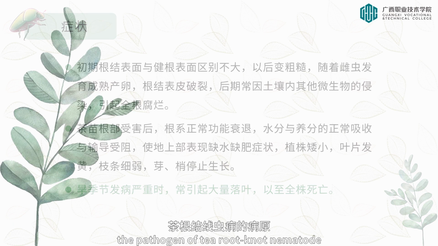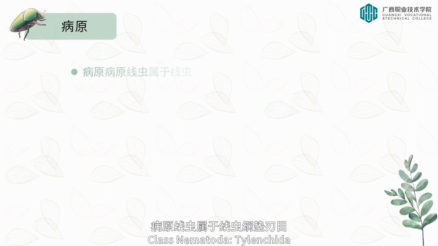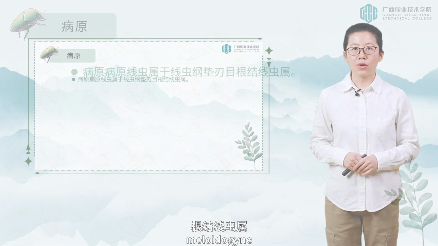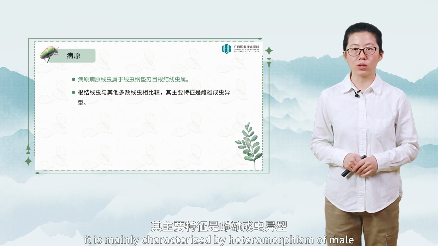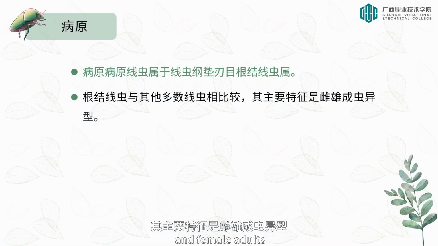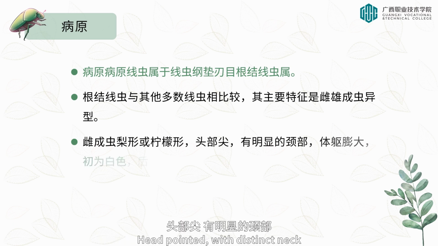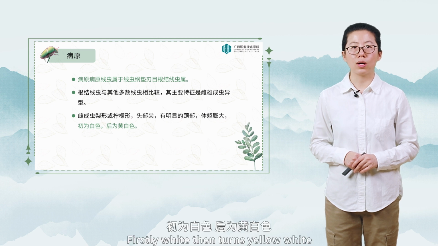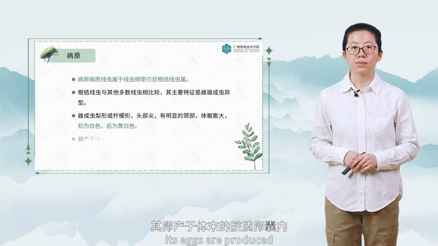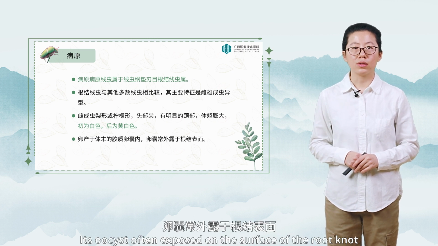Then we will learn about the pathogen of tea root knot nematode. Class Nematoda, order Tylenchida, genus Meloidogyne. Compared with most other nematodes, it is mainly characterized by heteromorphism of male and female adults. Female adults are pear-shaped or lemon-shaped, head pointed, with distinct neck, large body. Firstly white, then turns yellow-white. Its eggs are produced in the glial oocysts at the end of the body. Its oocysts are often exposed on the surface of the root knot.